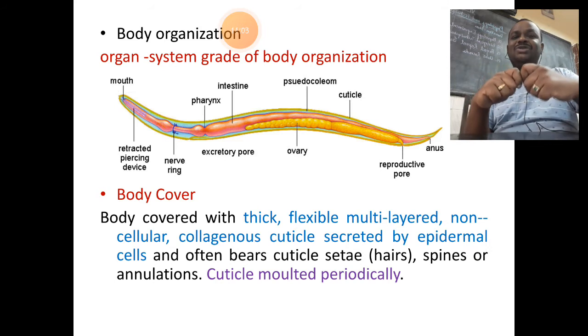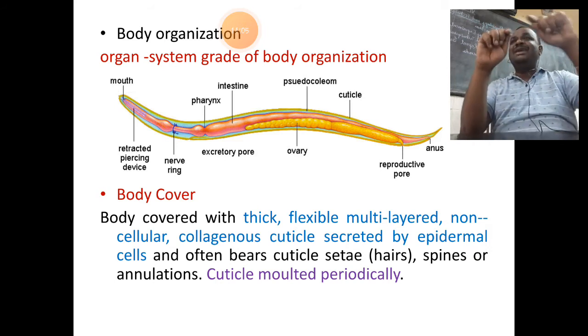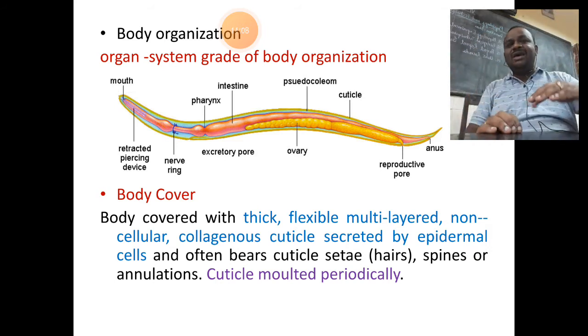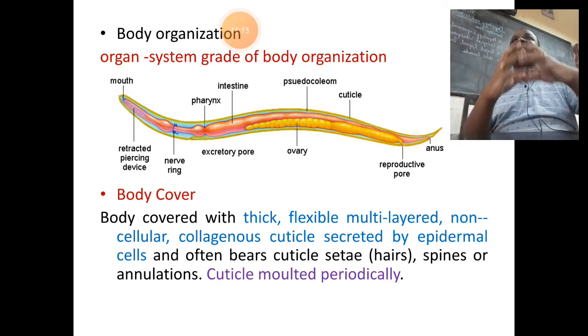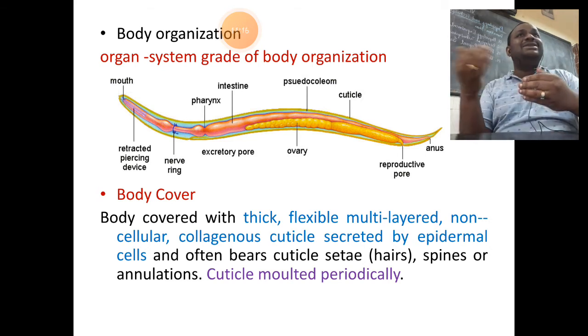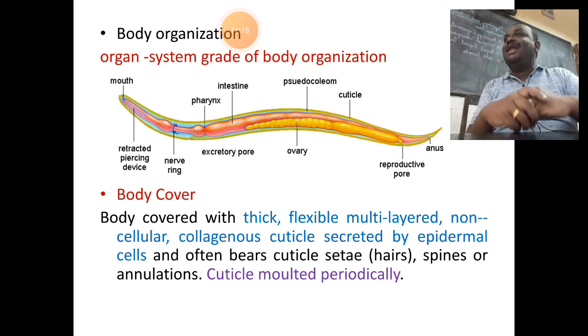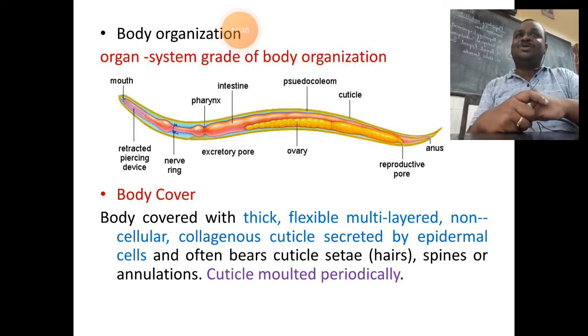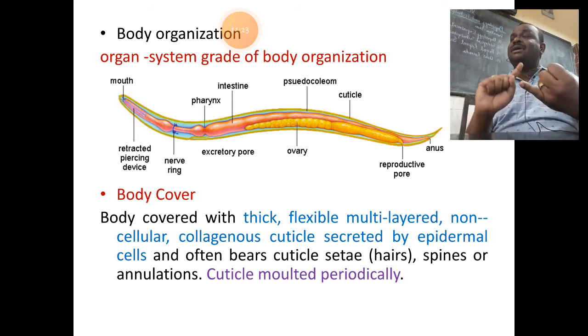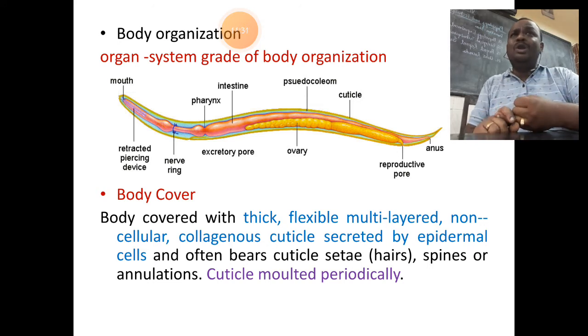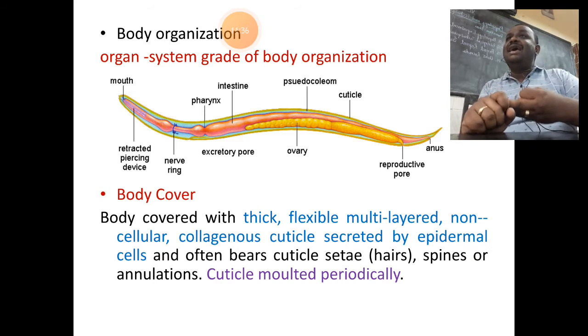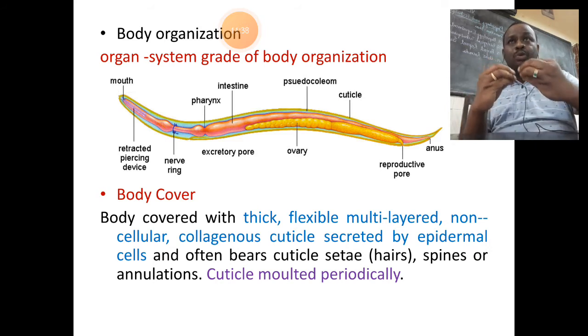And because of this cuticle, which is multi-layered, it brings about the flexibility for the worms. You know, the worm, as it wants to show the locomotion, requires the flexibility for the body. So that flexibility is brought about by this non-cellular dead tissue of cuticle also. So it not only gives the protection for the body, it also provides the flexibility for the body during the movement or locomotion.